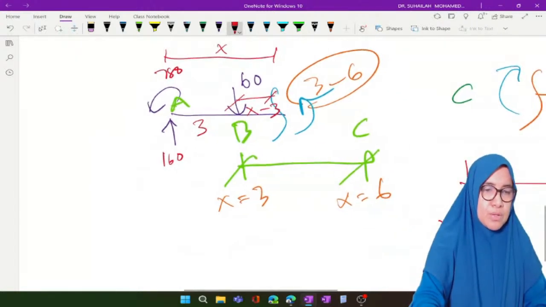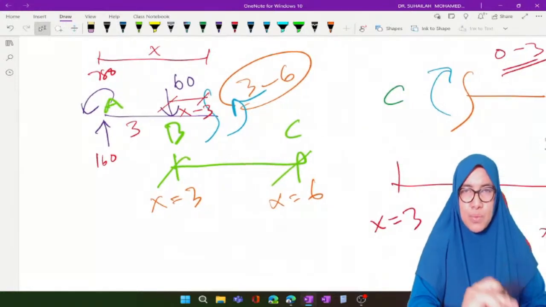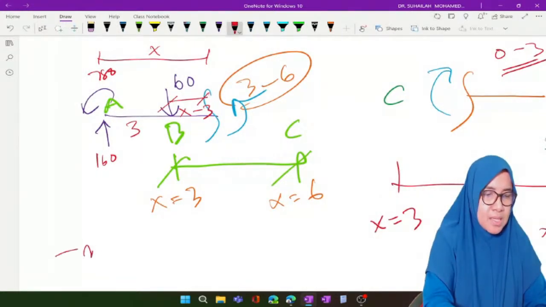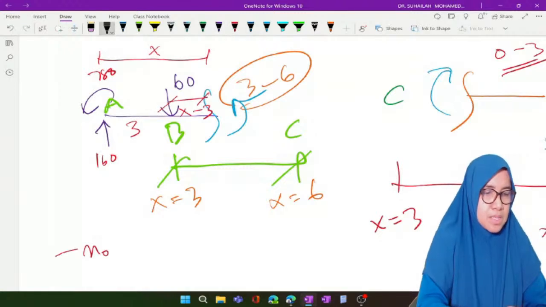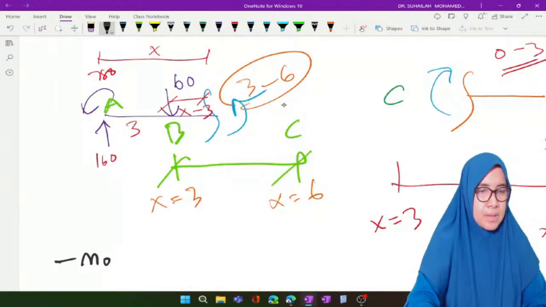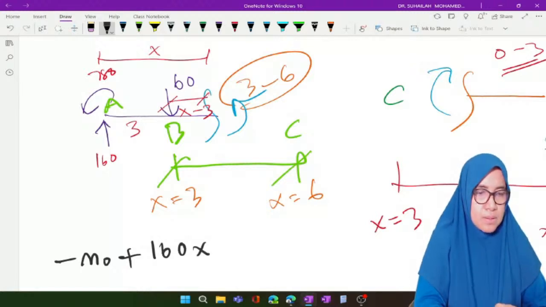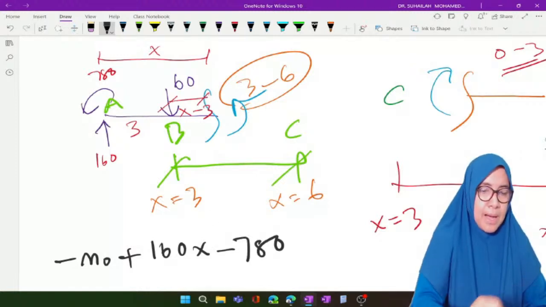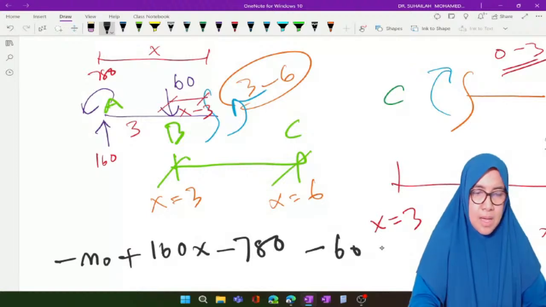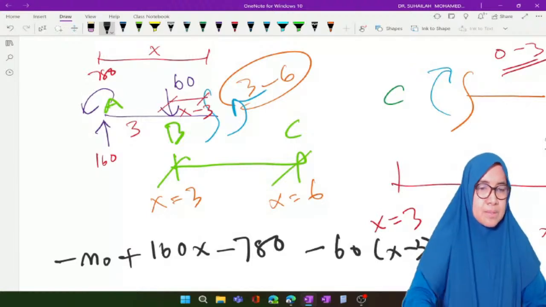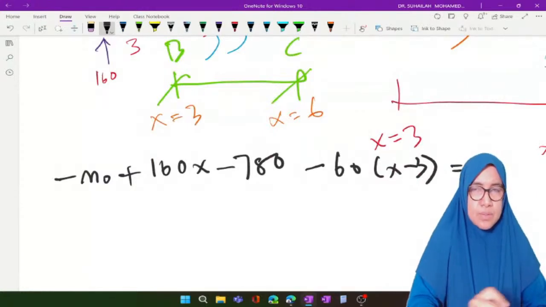So when we want to write the equation for this, it is negative M naught, negative M naught plus 160x minus 780 minus 60 times (x minus 3). This is equal to 0.